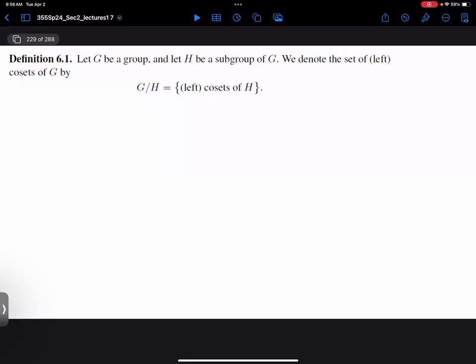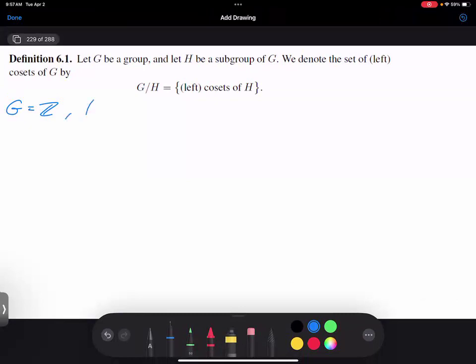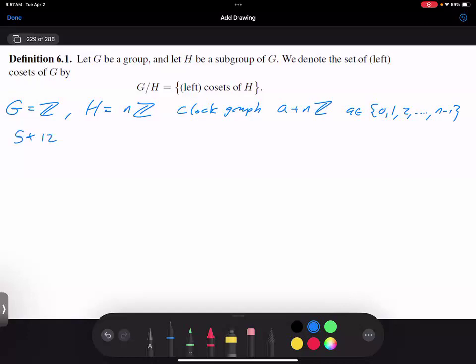Clock groups, excellent. So we can have G equal to the integers, and H maybe equal to nZ for some integer n, and then we get the clock group. The cosets are of the form a plus nZ, where a goes from 0, 1, 2, all the way up to n minus 1. There's more than one way to write a coset. Another way to write a coset is 5 plus 12Z.